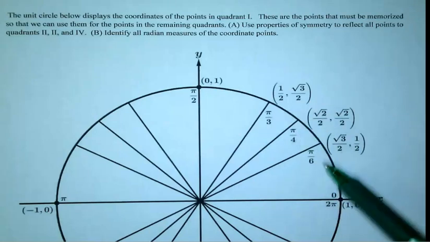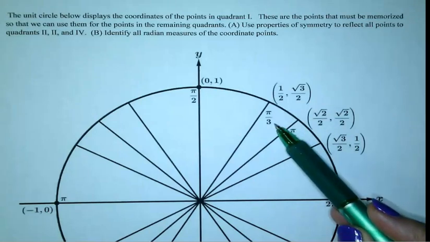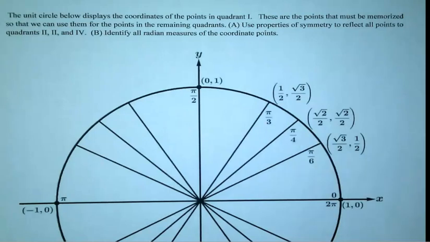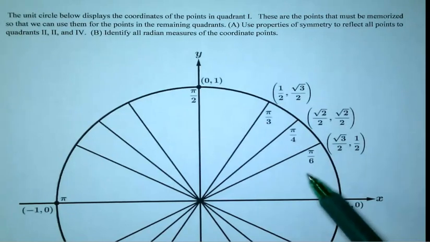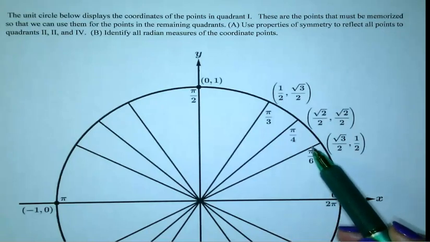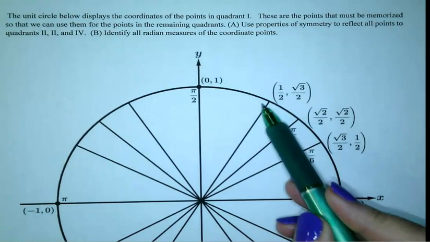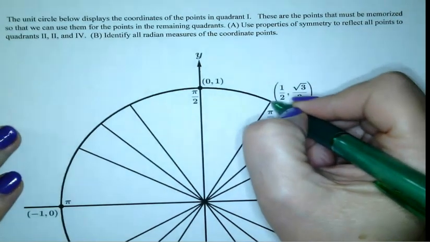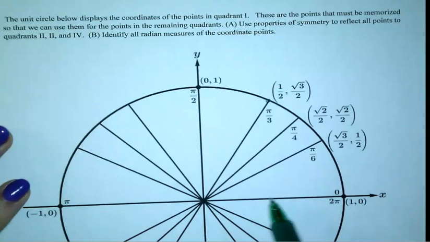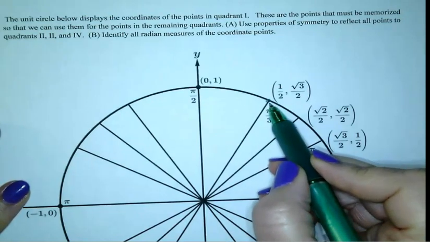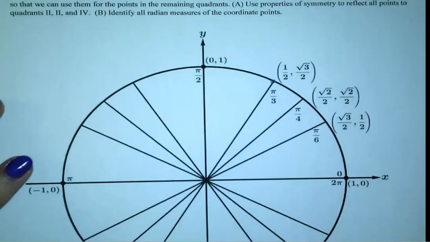So remember that pi over 6 and pi over 3 are complementary angles in a triangle, which means they're all using the same side. So pi over 6 would have a horizontal displacement of root 3 over 2 and then a vertical displacement of 1/2. If we go up here to pi over 3 at this point in my first quadrant, it's only going to have a horizontal displacement of 1/2 and then have a vertical displacement of root 3 over 2.